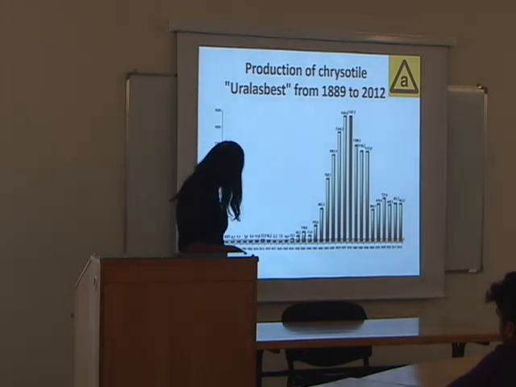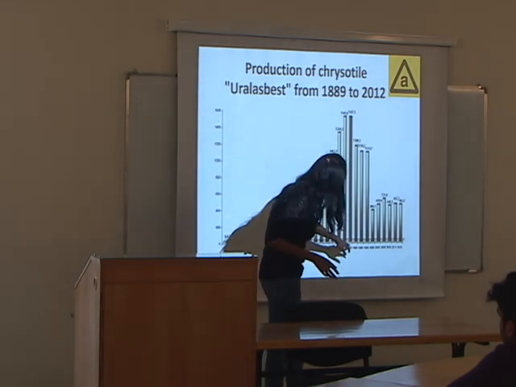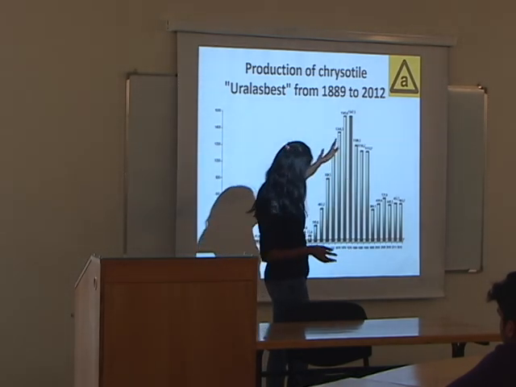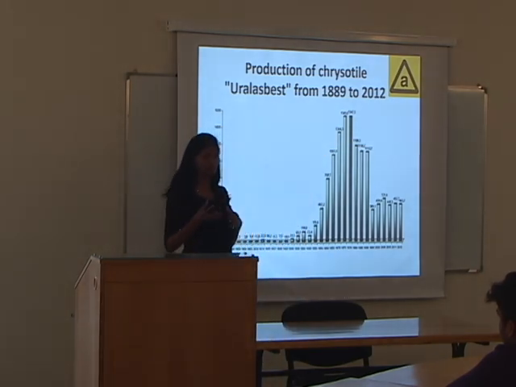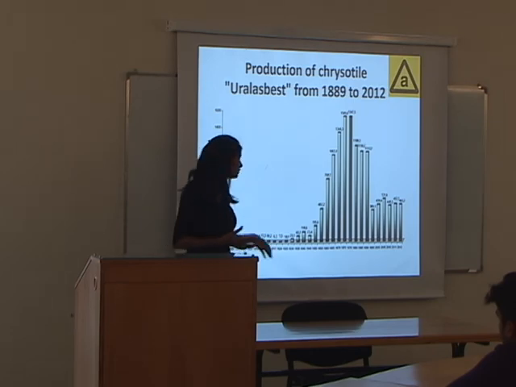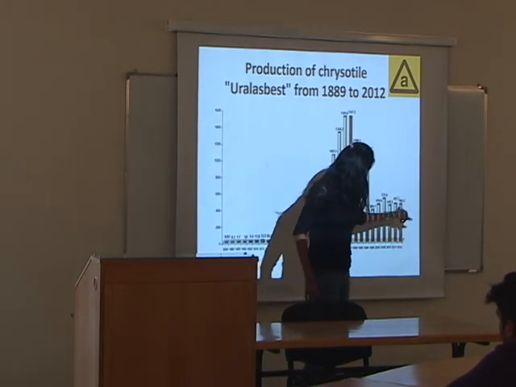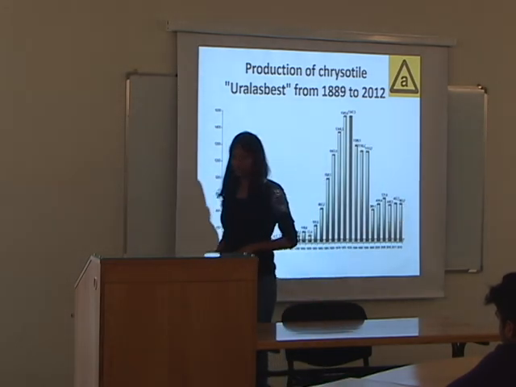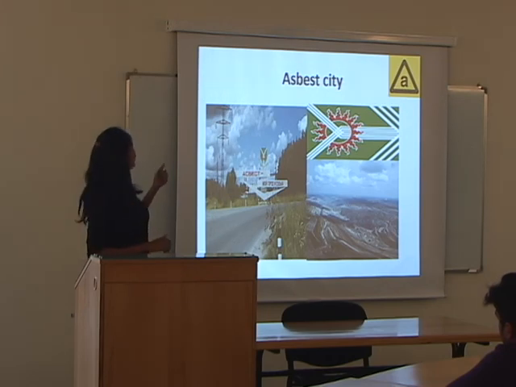If you see, they almost started in 1889, and production was somewhat increasing. It reached its peak in 1976. That is the period when people actually started to study the carcinogenicity of asbestos, so production went down. Currently they are at almost 463 tons. And this is Asbest city.